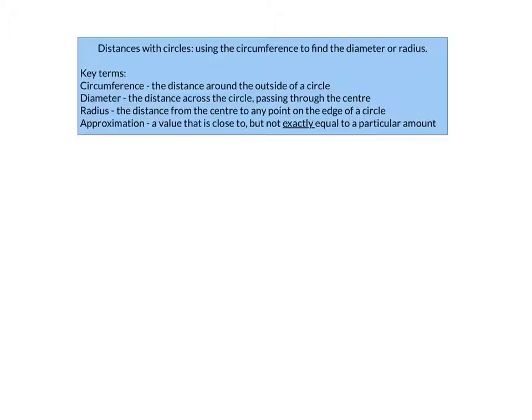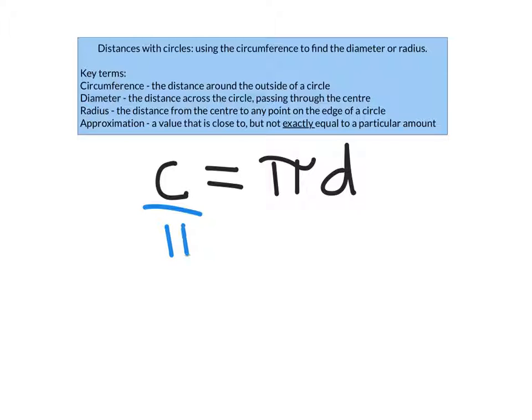So what we're going to do is we're still going to use the same relationship that C is equal to pi d, but we're going to rearrange it so that we can use C to find d. So we want to get d by itself in this equation. So we're going to divide both sides by pi in order to rearrange it.